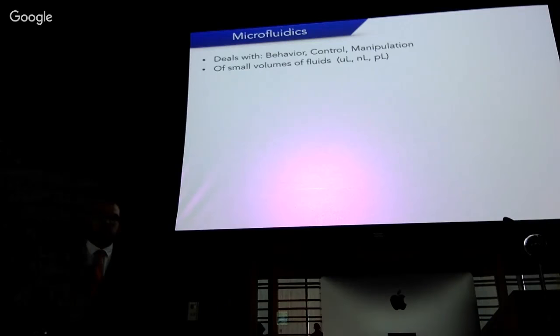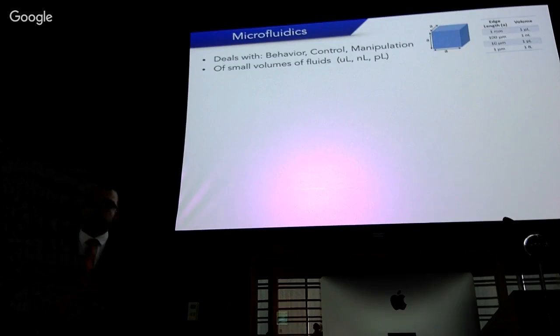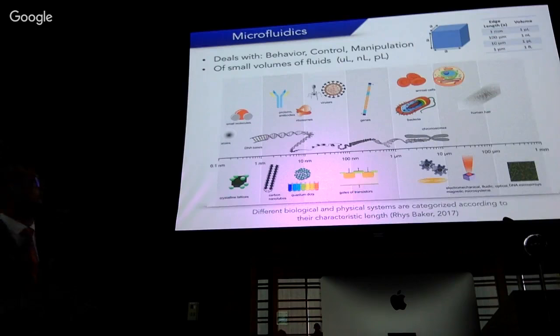Microfluidics is a science that deals with the behavior, control, and manipulation of small quantities of fluids, typically in the range of microliters to picoliters in size. To give you an idea of what these volumes are, if you take a cube of length A, and the length A is 1 millimeter, then you have a microliter. If A is equal to 10 microns, or 10 micrometers, then you have a picoliter. So this is more or less the range that we're going to work with.